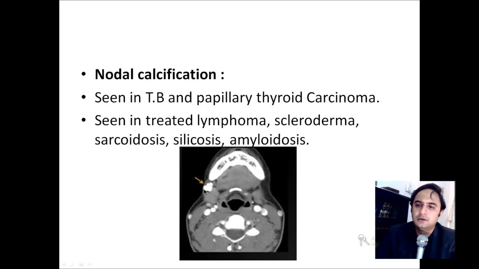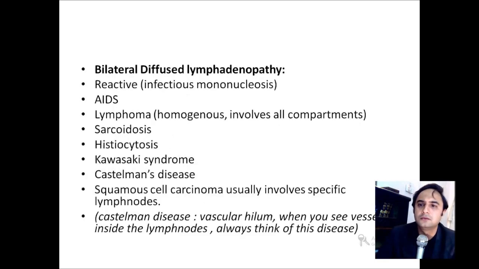Nodal calcification: you can easily confuse it with an exostosis of the bone or a hemorrhagic vascular tumor. First you must take a brief history of the patient before declaring it a nodal calcification. It is seen in lymphoma patients, scleroderma, sarcoidosis, silicosis, amyloidosis, and most commonly in papillary thyroid carcinoma and in tuberculosis.